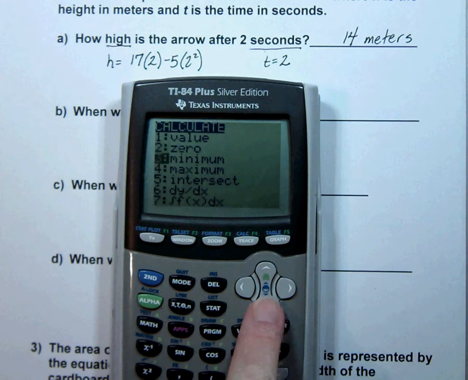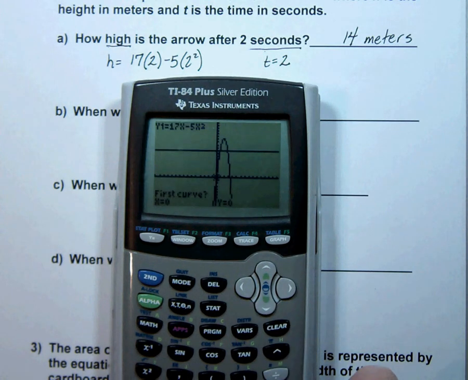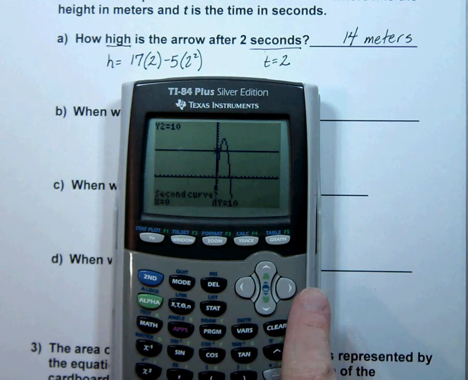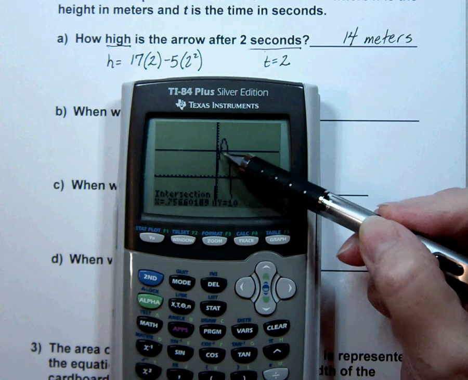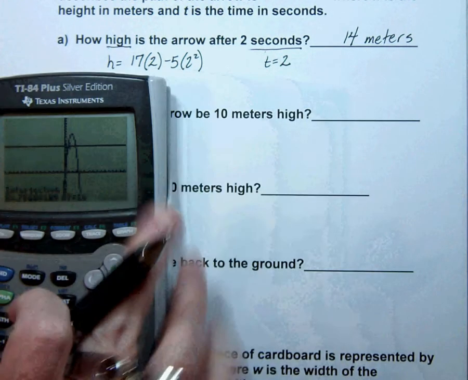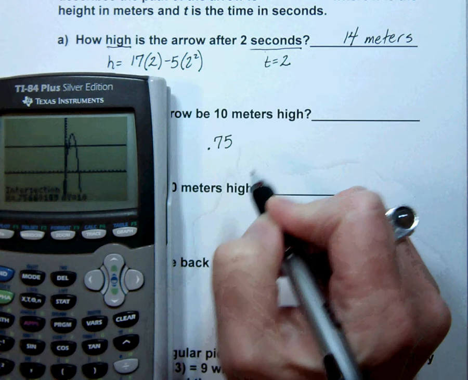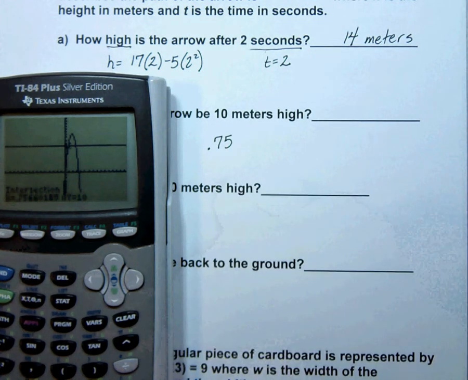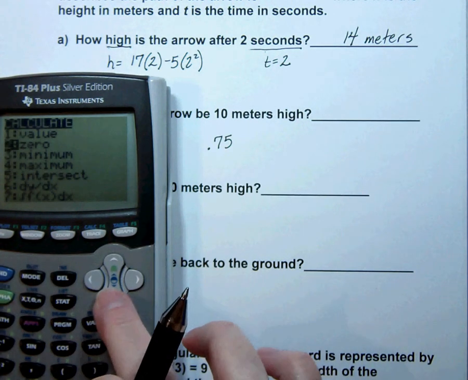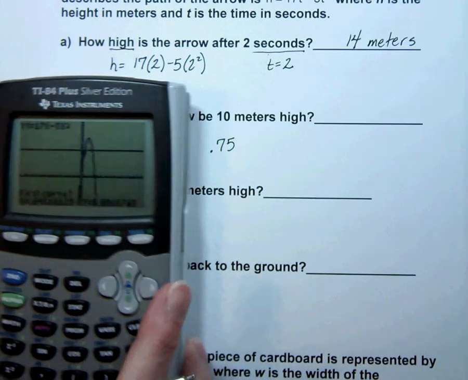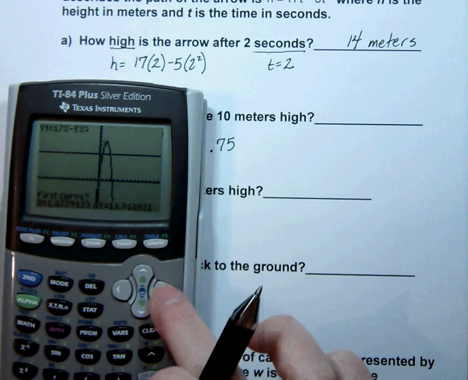Second trace, number 5. My first curve is the parabola. My second curve is that one. So the intersection point looks like it's 0.75 on this side. Let's write that down. 0.75. That's one of the times, 0.75 seconds when it's that high. Now let's see if we can let it do the other one. We're going to intersect. This time I'm going to go to this side of the curve.